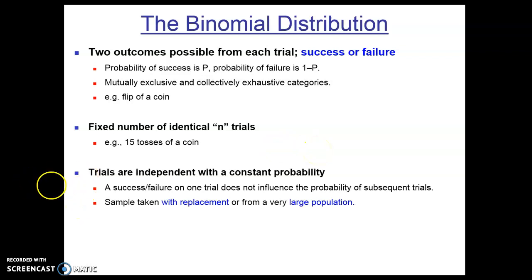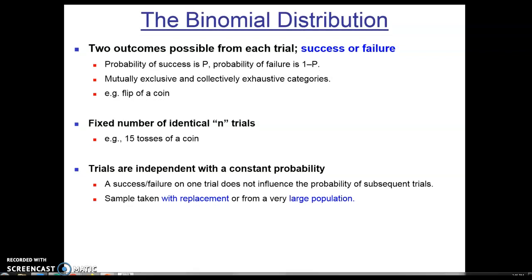The third criteria for a binomial distribution are that the trials are independent with a constant probability. A success or failure on one trial does not influence the probability of subsequent trials. With coins, this is exactly the case. I mean, if I flip a coin one time, the probability of getting heads is 50%. When I go to flip the coin a second time, the fact that I got heads on the first trial doesn't influence the probability of me getting heads on the second. It's 50% every time you flip the coin. However, this is not always the case.